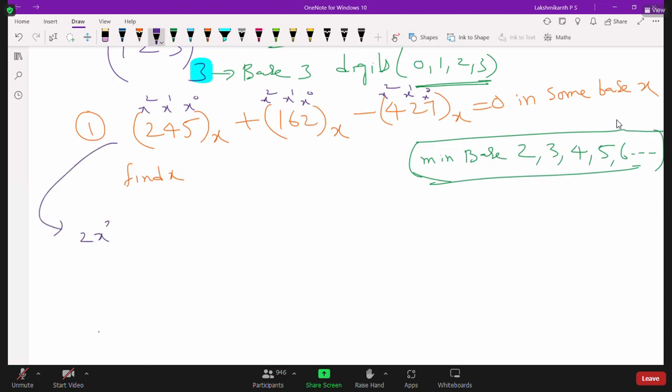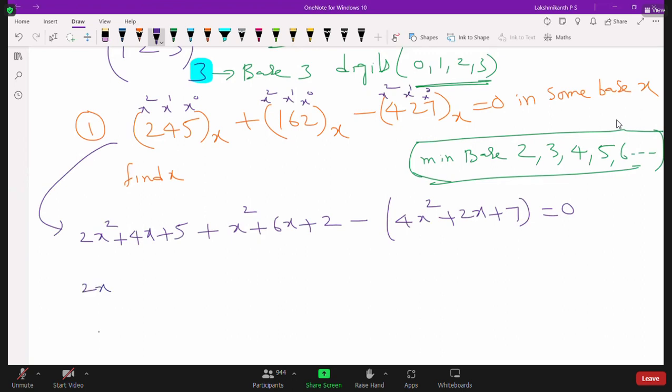2 into x square plus 4x plus 5, plus 162 means place values 1 into x square plus 6x plus 2, minus of 4 into x square plus 2x plus 7 is equal to 0. Now we have to simplify this. So how to simplify now? So this is 2x square plus 4x plus 5 plus x square plus 6x plus 2 minus 4x square minus 2x minus 7 is equal to 0.